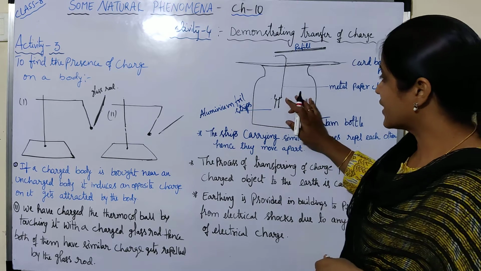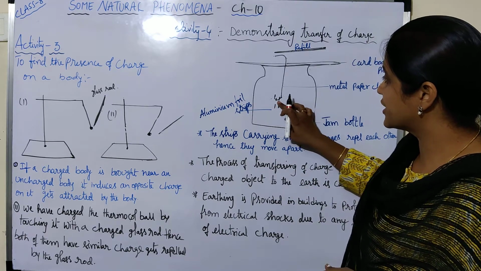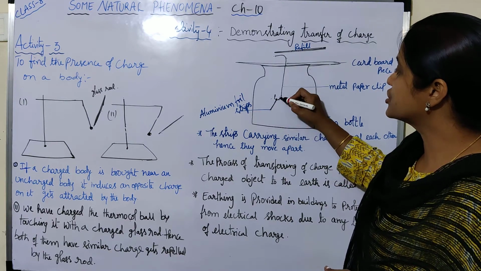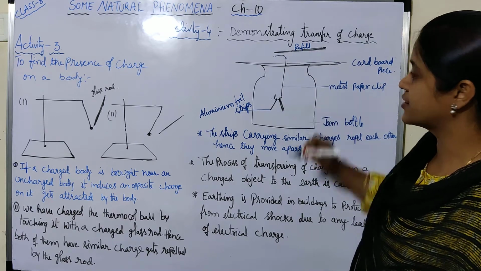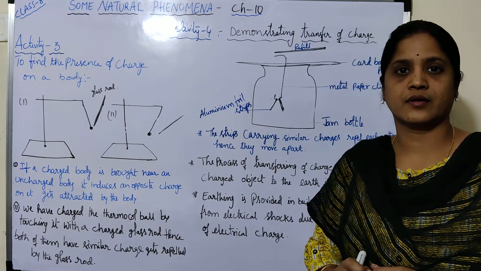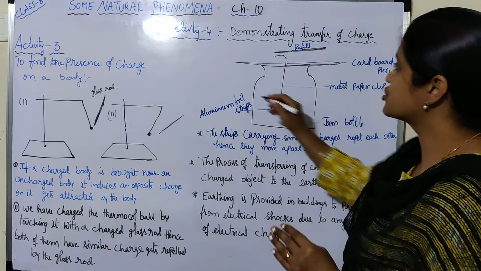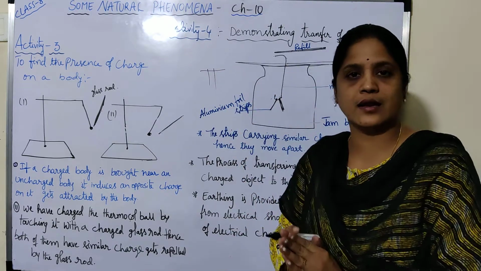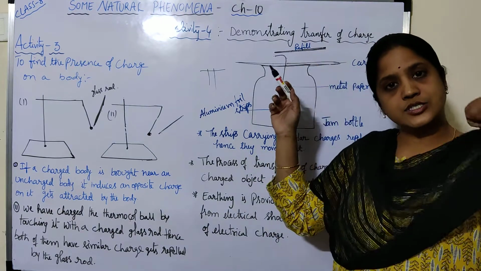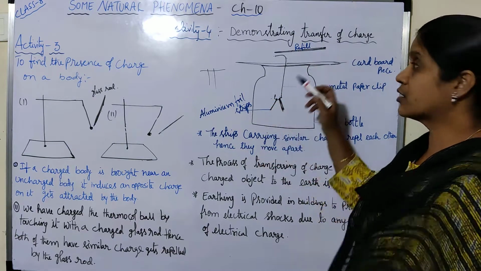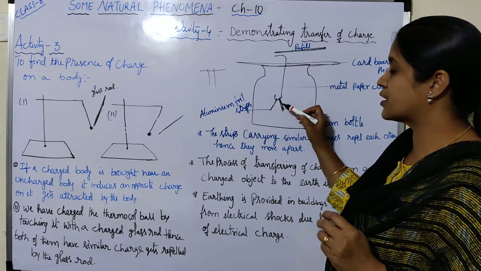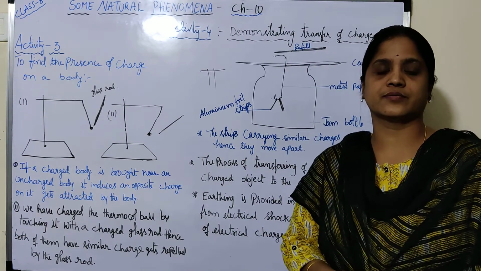Due to that, you can see a change between these two aluminum foils. You can find these two moving away from each other. Why? Earlier, these two strips were just parallel, with no attraction and no repulsion. But when you touch the charged refill to this metal clip, you can find these two metal strips moving away from each other.